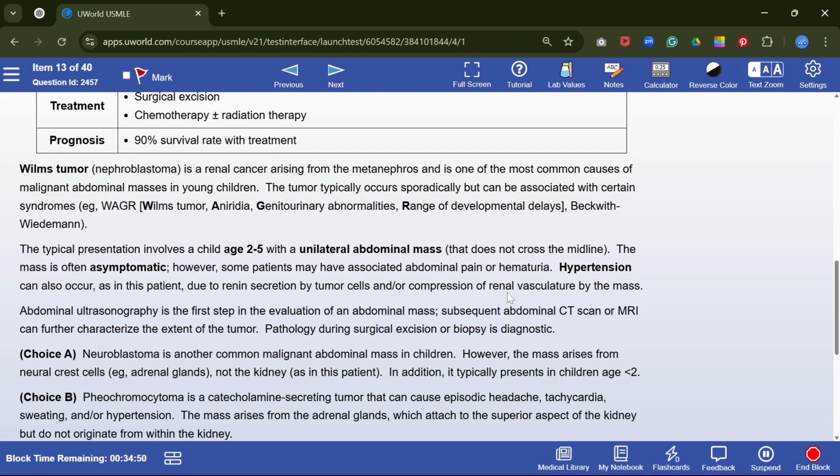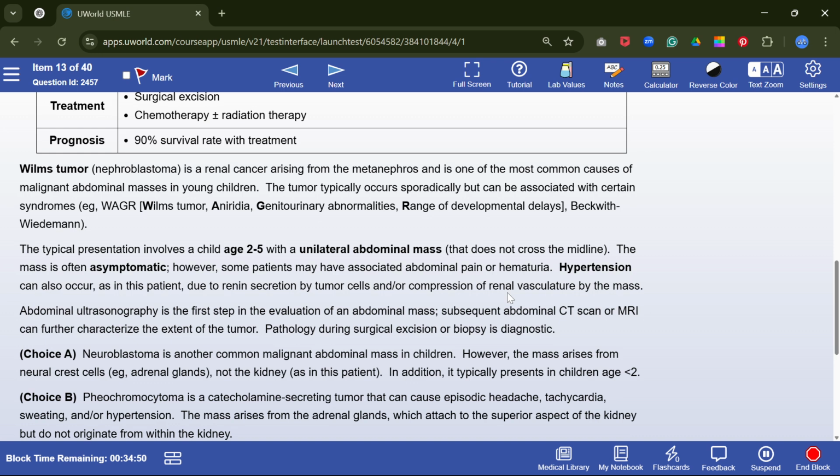Wait, why are you picking pheochromocytoma? Pheochromocytoma is episodic hypertension and episodic headache. In a 3-year-old patient, you are not going to find the headache. And pheochromocytoma is a tumor of the adrenal gland, isn't it? Yes, the adrenal gland is on top of the kidney, but they actually specified the superior pole of the right kidney. So it is in the kidney, not in the adrenal gland.